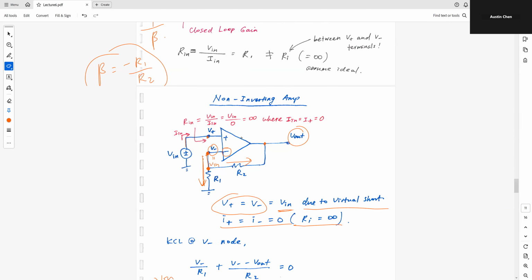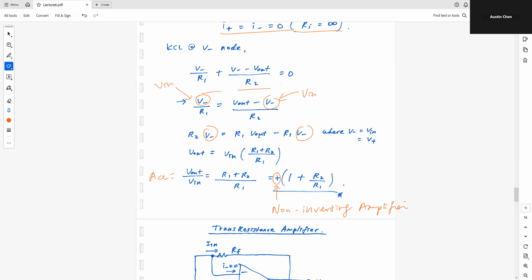Similarly for the non-inverting amplifier, your beta is simply equal to R1 over R1 plus R2. You take this expression and invert it, and that will be your beta. All there is to say is that if you know beta, then you can simply take the inverse of that beta, and you can find your ACL as well.